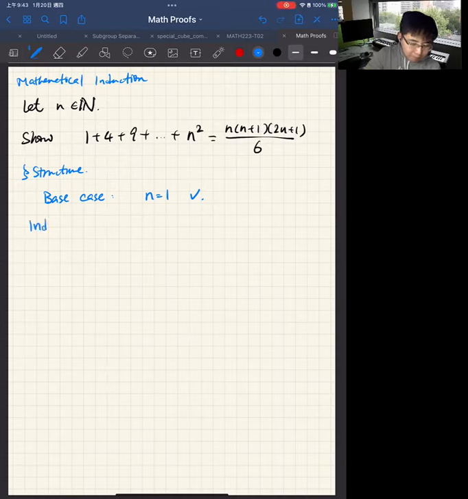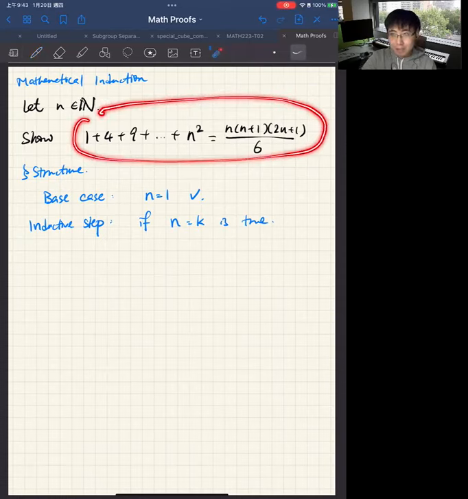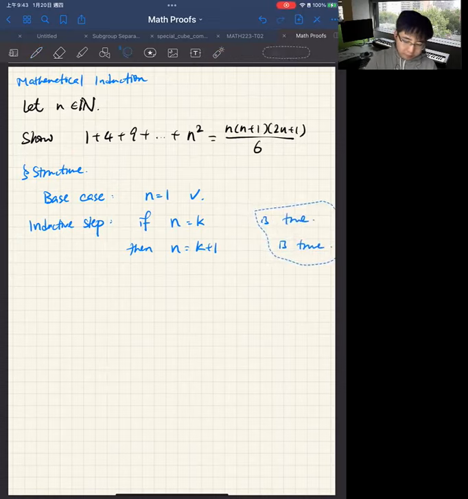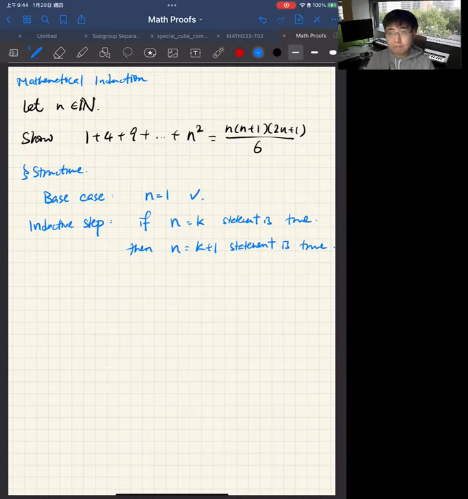The inductive step is to show as follows. If n equals k is true, like when n equals k the statement is true, then when n equals k plus 1, the statement is still true.